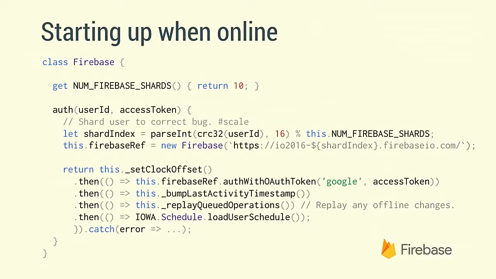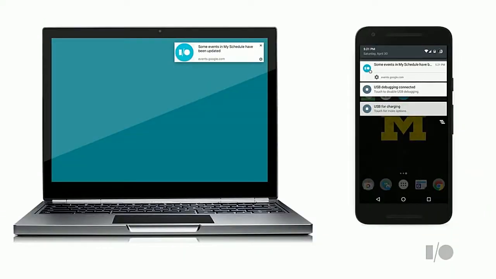Starting up online, we go through this whole authentication flow. I just wanted to show this code real quick. Because the interesting thing we're doing here is, since we're on a Google domain, we have a lot of users, we're sharing Firebase across different applications, we wanted to scale it really well. So we're using this same hashing algorithm to actually shard users in Firebase to different buckets. We have 10 different Firebase buckets that users get bucketed into. And then we set up the reference, we authenticate you with Google's OAuth endpoint, and we replay that information when you start up online. So that's offline.